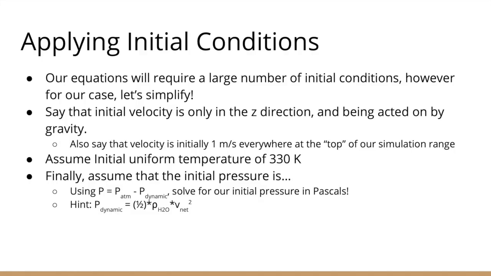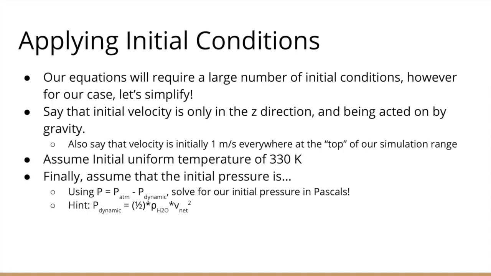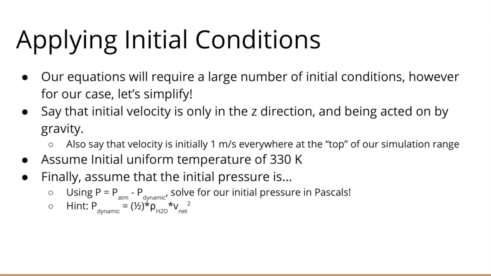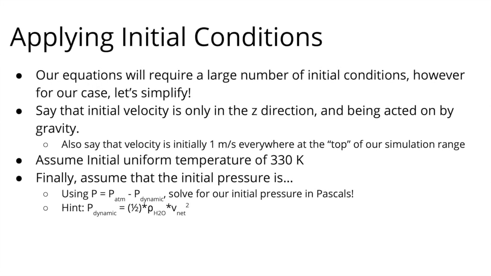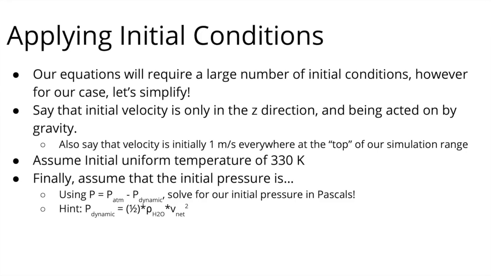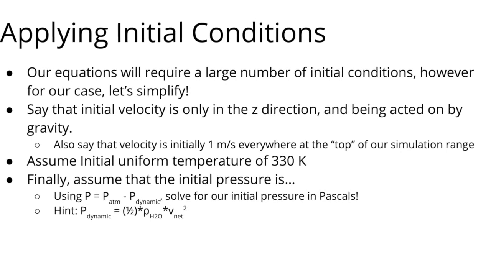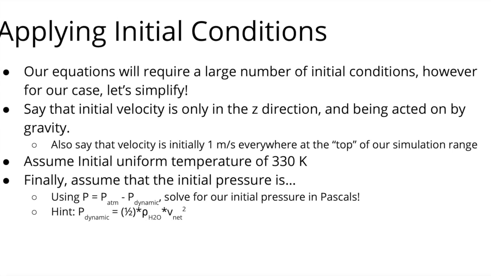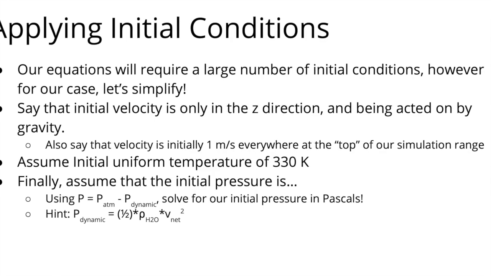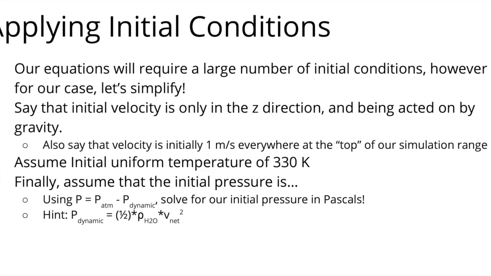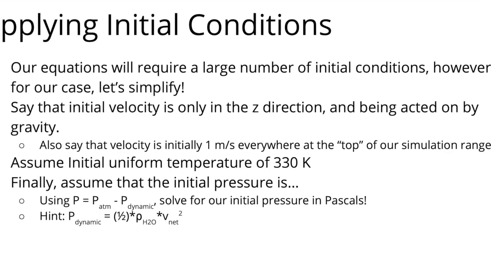So next up, applying the initial conditions. Our equations will require a large number of them. However, we can still simplify even more. So let's say that the initial velocity is only in the z direction for this example, and that it's at 1 meter per second. We'll also assume, for example, that the temperature is uniform at 330 Kelvin inside the pipe. And finally, we can solve for what our initial pressure would be, dependent on our initial velocity. So using the formula that you can see on the screen here, can you solve for our initial pressure in pascals?